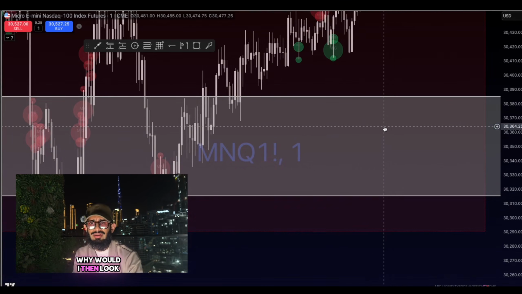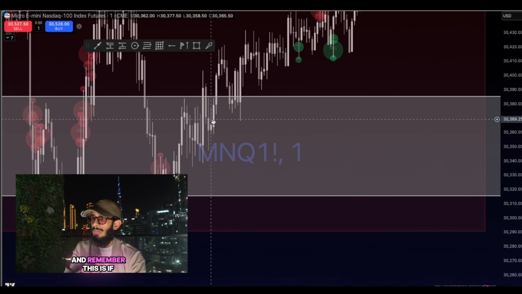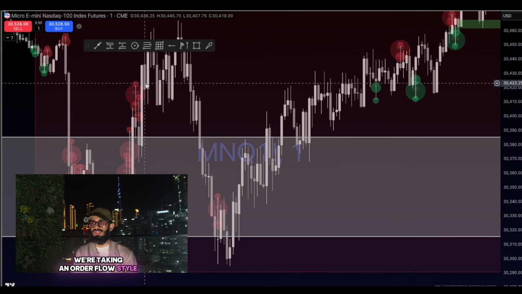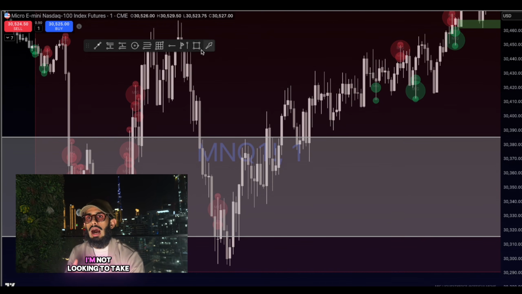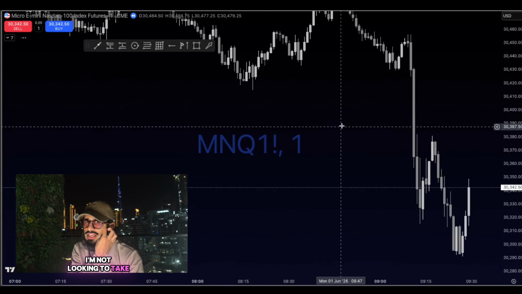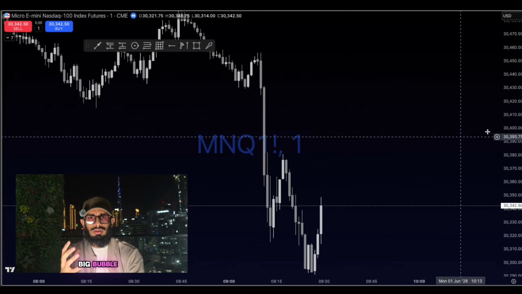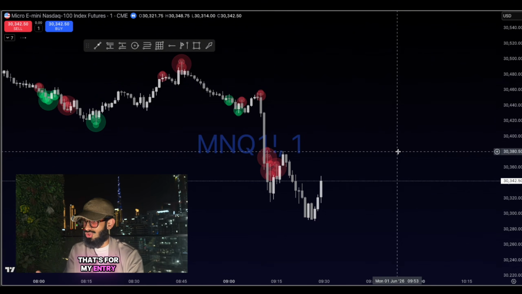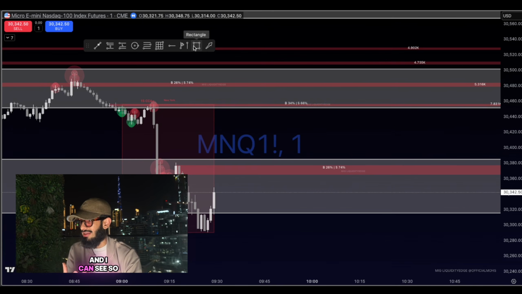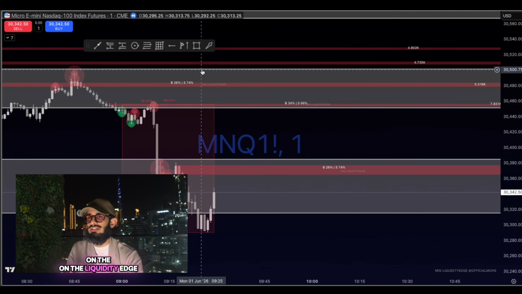Why would I then look to take, and remember, if we're taking an order flow style entry, location is the most important. I'm not looking to take, and if I go back here from today, I'm not looking to take shorts just because I saw a big bubble. That's for my entry. That's for my execution. That's for my confirmation.